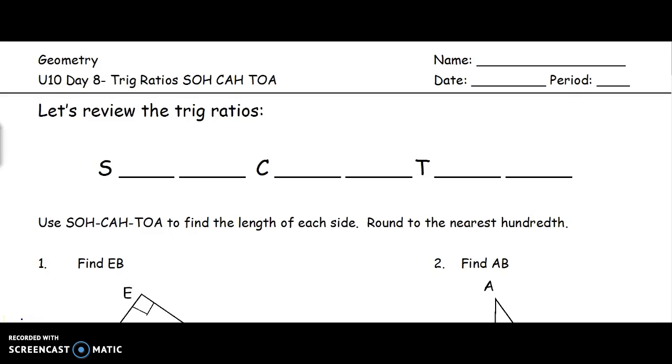Let's quickly go over SOH CAH TOA. So remember, S represents sine with opposite over hypotenuse. C represents cosine, which is adjacent over hypotenuse. And T represents tangent, which is opposite over adjacent.